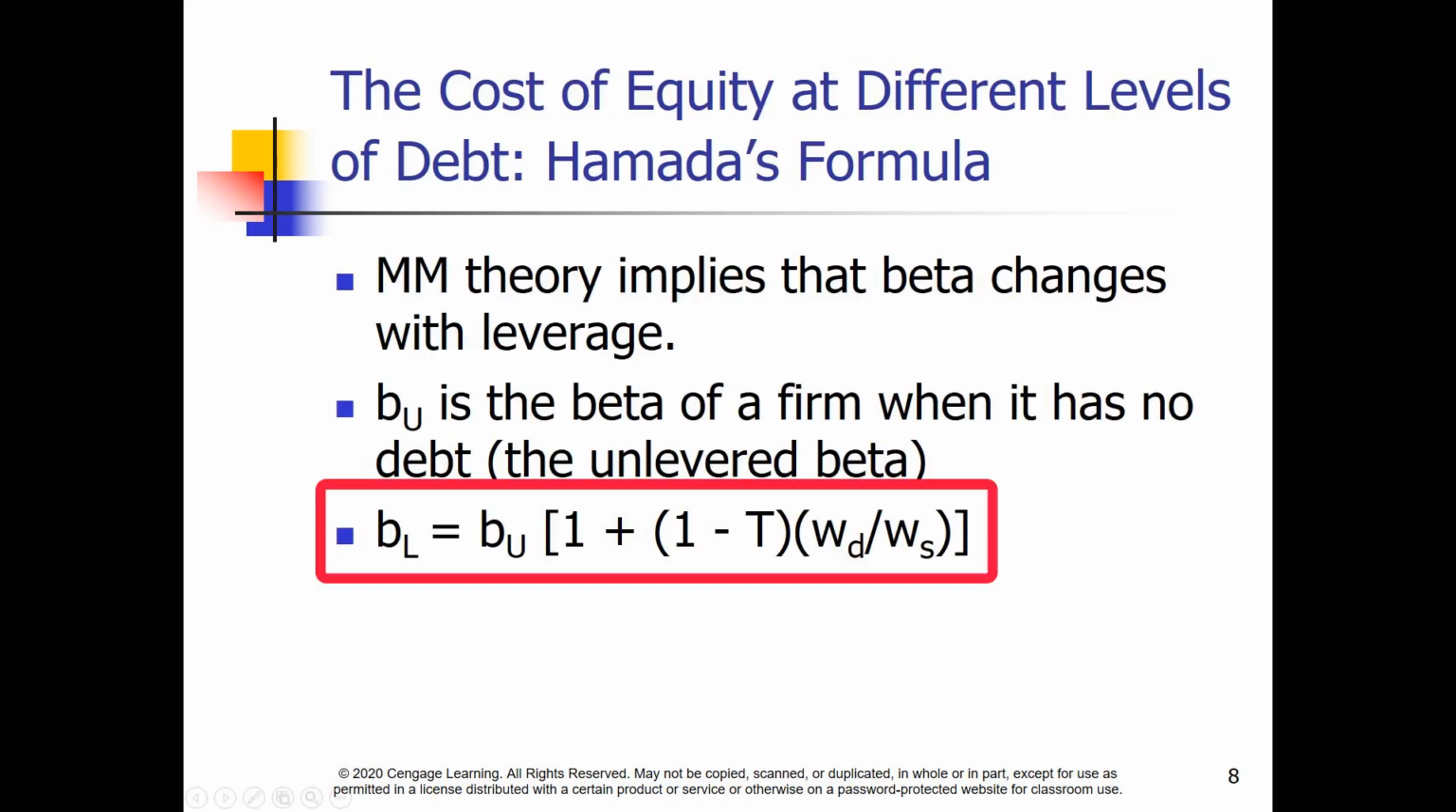Hamada's formula demonstrates the M&M theory that the beta of the equity of an unlevered firm changes with the level of debt. In this equation, beta sub U is the beta of the firm unlevered. Beta sub L is the levered beta. Recall the underlying theory on this. When a firm takes on more debt, the risk is focused on the equity holders. There's a video tutorial on unlevering and relevering beta posted with this unit that walks through the process.